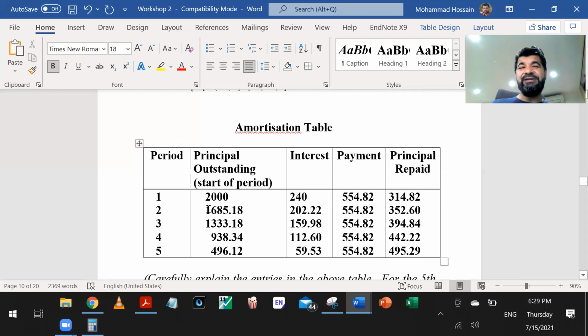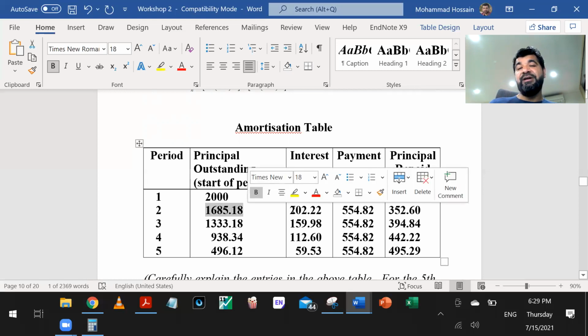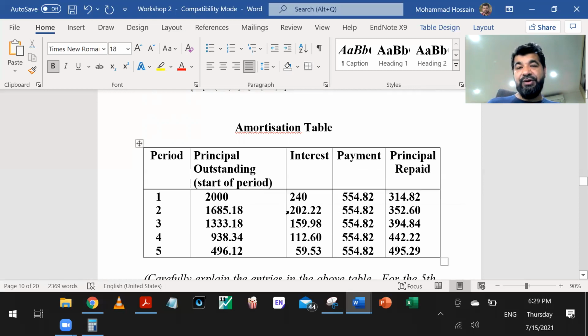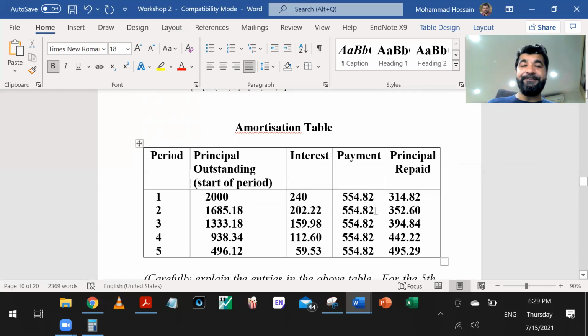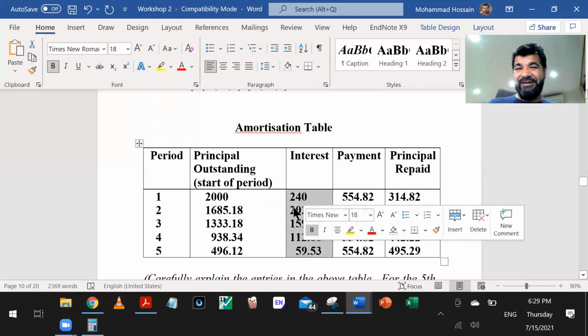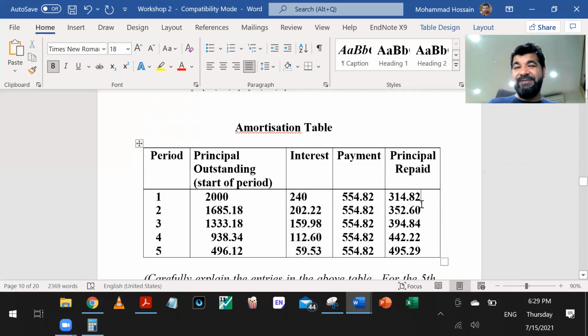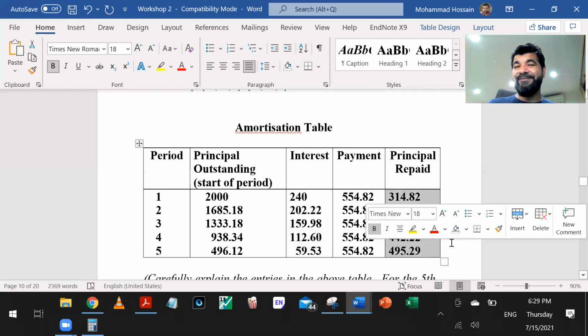Second year, you're using 1,685.18. Again, 12% interest, it's $202, but your payment is actually 554.80. This time your interest paid is 202. Look, you're reducing your interest payment and you're increasing your capital payment. See that? That's the interesting part. Interest payment is decreased, but your principal payment is increased.